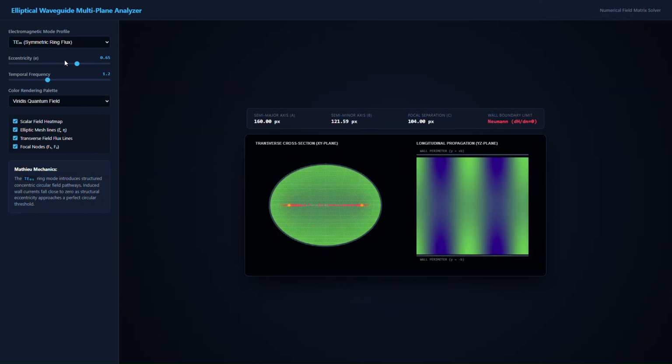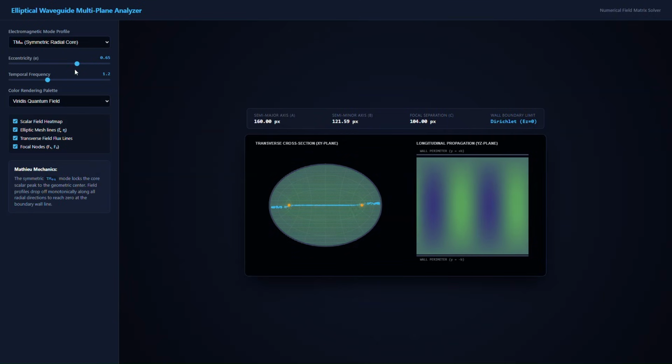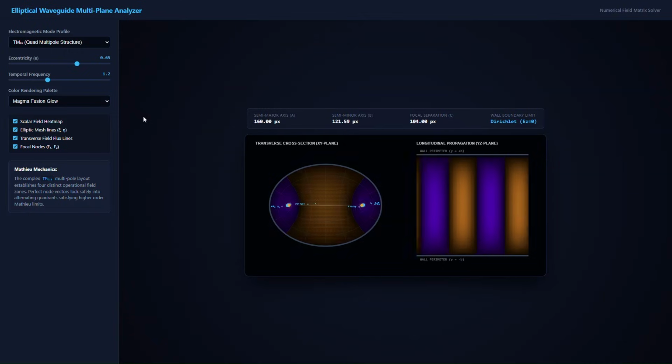These loops either terminate perpendicularly to the boundary, satisfying the Neumann condition for TE modes, or run perfectly tangent to it while the field amplitude falls to zero at the conductor wall, satisfying the Dirichlet condition for TM modes.